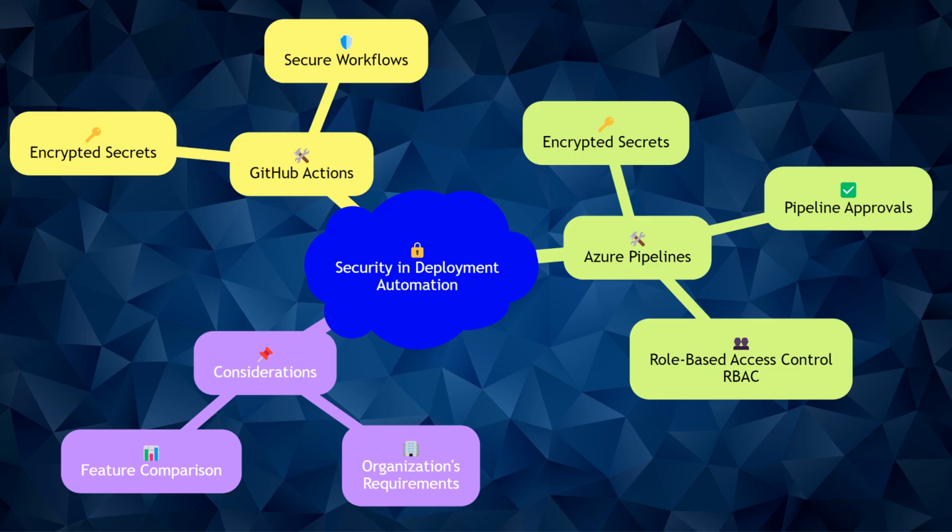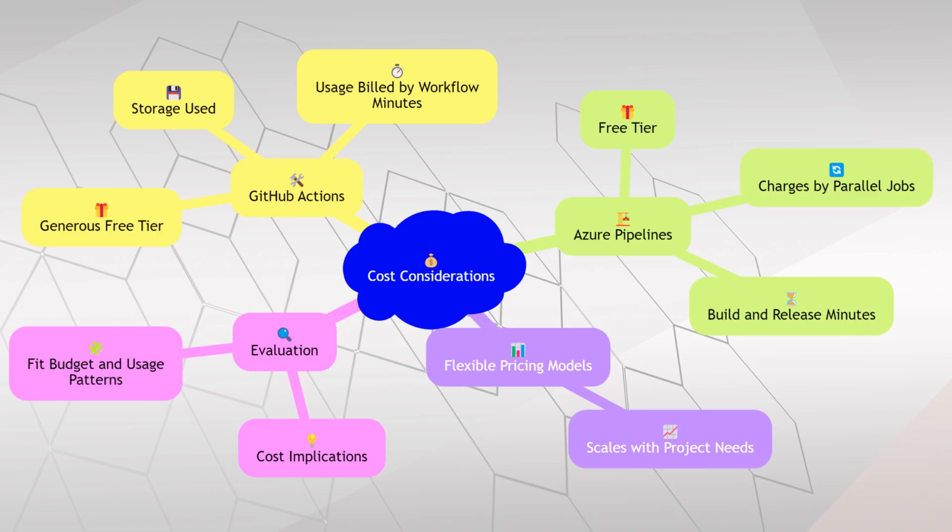Security is a critical aspect of deployment automation. Both GitHub Actions and Azure Pipelines offer robust security features to protect your workflows and deployments. GitHub Actions provides encrypted secrets, allowing teams to securely store and use sensitive information in their workflows. Azure Pipelines offers similar capabilities, along with additional features like pipeline approvals and role-based access control, RBAC. When selecting a deployment automation solution, it's important to consider the security features offered by each tool and ensure they meet your organization's requirements.